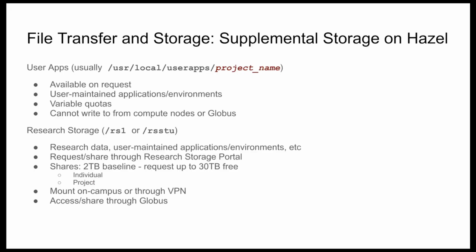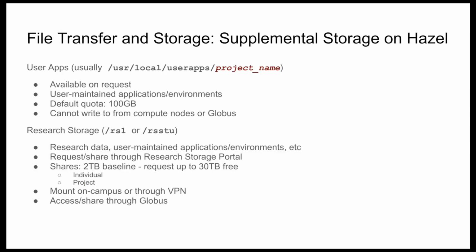But never fear, there are options for more permanent storage that are backed up. If you do end up needing more long-term storage space than can be found in your home directory, there are two other options available on Hazel. First is user apps, which is found under /usr/local/usrapps and then generally followed by a project name. These are available on request to anybody who owns a project. This is typically going to be your PI.